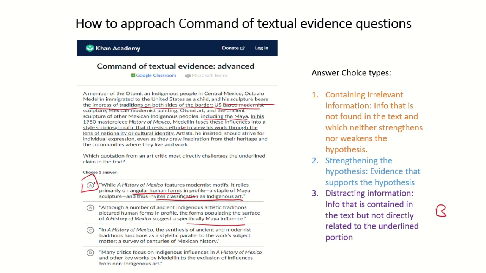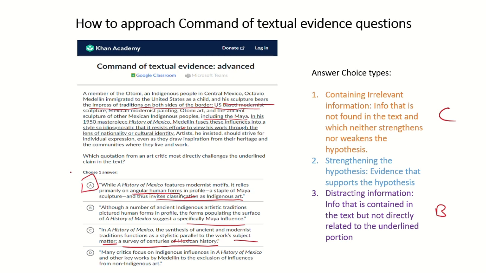Now let's compare option A and C. C says, in A History of Mexico, the synthesis of ancient and modernist traditions functions as a stylistic parallel to the work's subject matter. Now it's talking about the work's subject matter, a survey of this. Now this is again not given in the text, right? This is the phrase which is not indicated in the text. It does not talk about subject matter, right? What is the work's subject matter? So this one belongs to the category containing irrelevant information, a wrong answer choice.